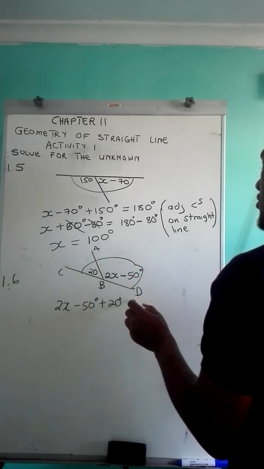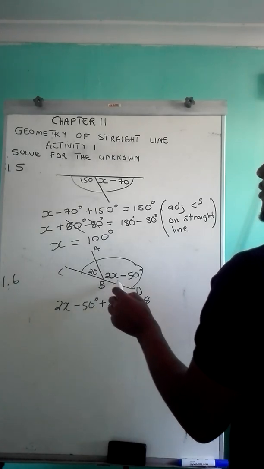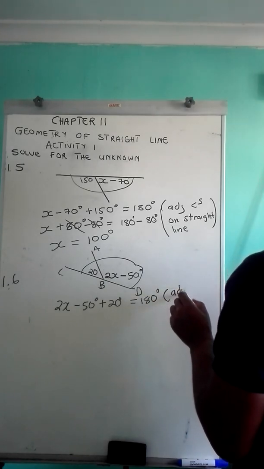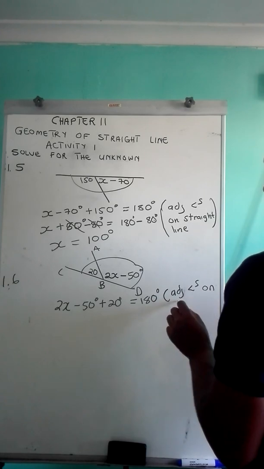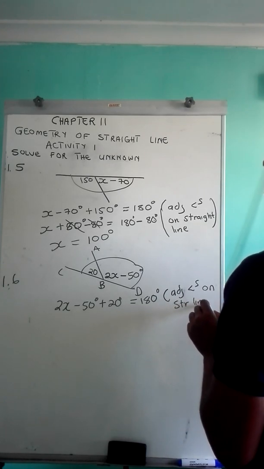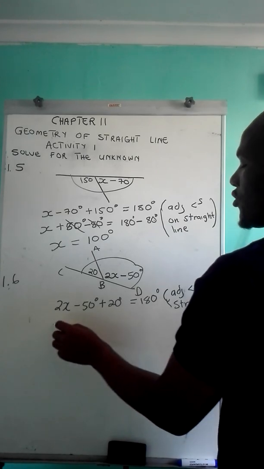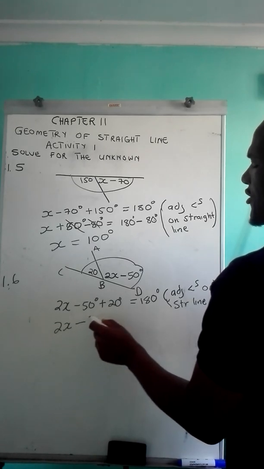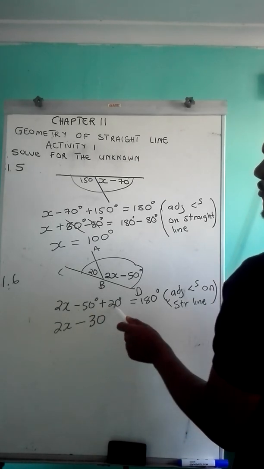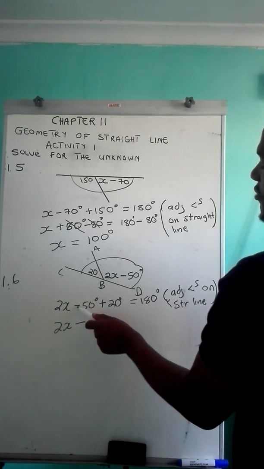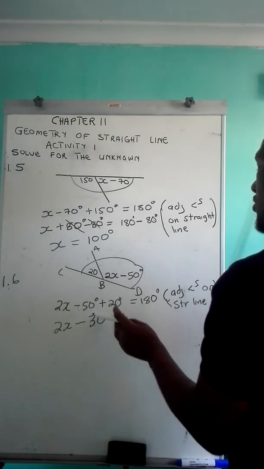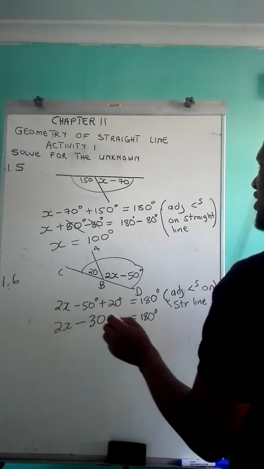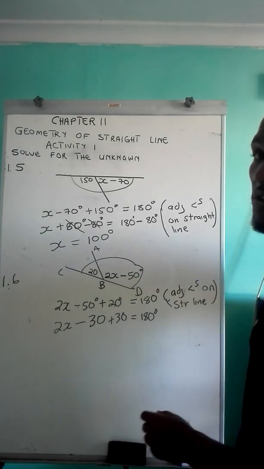Now what we need to do, we must say the summation of these two angles is 180. Adjacent angles on a straight line. So this is 2x. What is minus 50 plus 20? The answer is minus 30. When the signs are different, you subtract and you take the sign of the bigger number, which is equal to 180. I don't want this minus 30, I must add 30, an additive inverse.